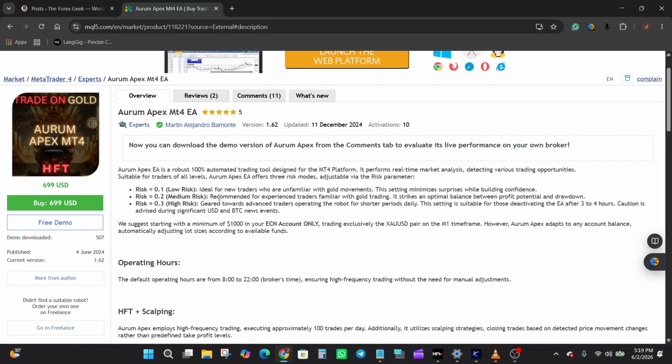The risk parameter is one of the main settings highlighted here. A value of 0.1 is described as a lower risk mode, 0.2 as a medium risk setting, and 0.3 as a higher risk configuration, intended for traders who actively manage when the EA is running. The developer specifically advises caution around major USD and BTC related news events when using the higher risk setting.